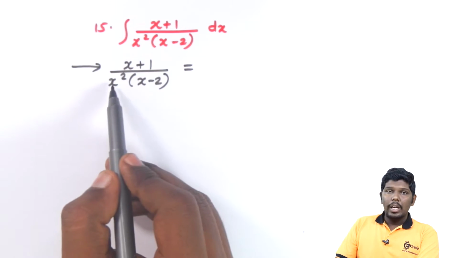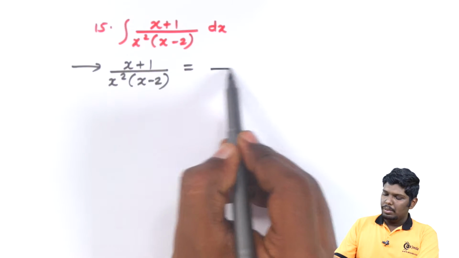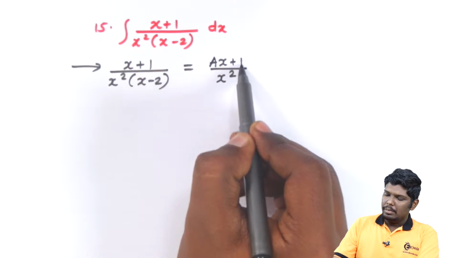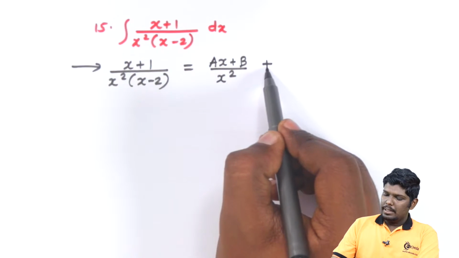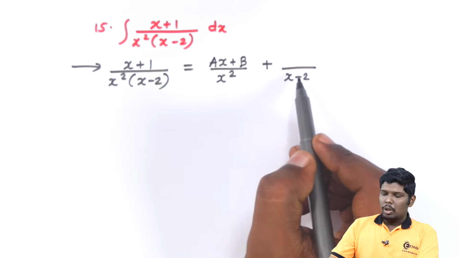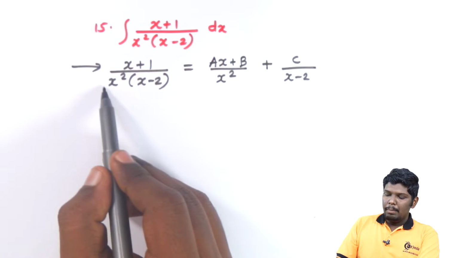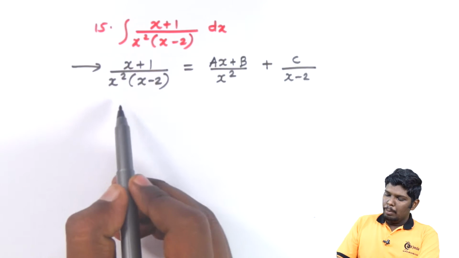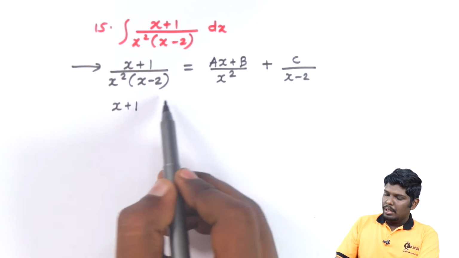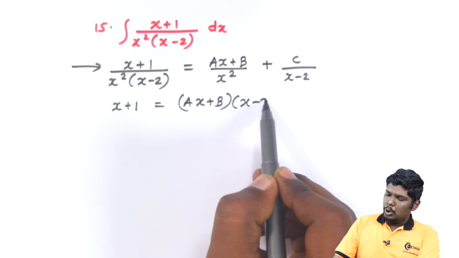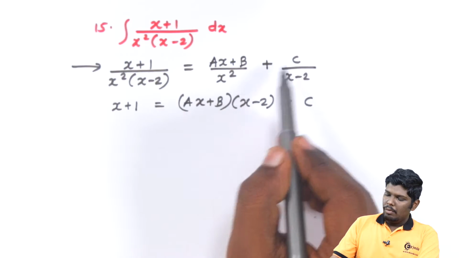Here x square cannot be factorized, therefore that x square can be written as ax plus b upon x square, plus for x minus 2 you can take another constant c. Now by multiplying by x square into x minus 2 on both the sides, we have numerator x plus 1 left. Here with ax plus b we have x minus 2 and with c we will have x square.